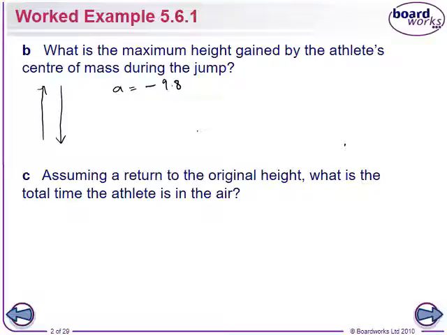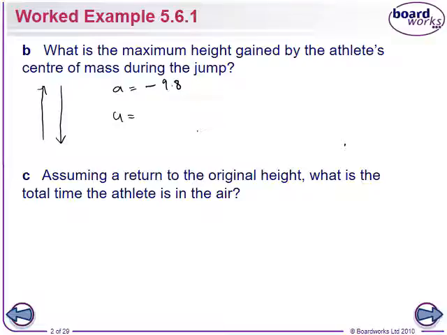Okay, because acceleration is acting downwards. What else do we know? Which one? What's our initial velocity? 6.5? 7.5. Okay, neither. We're looking at vertical velocity. What's our initial vertical velocity?